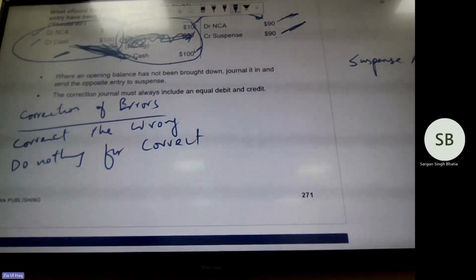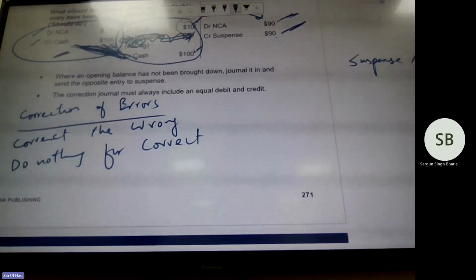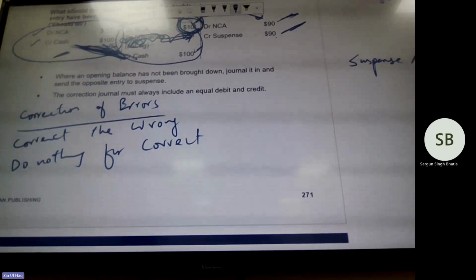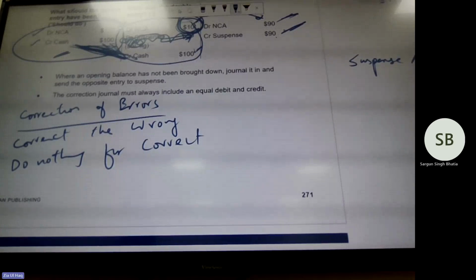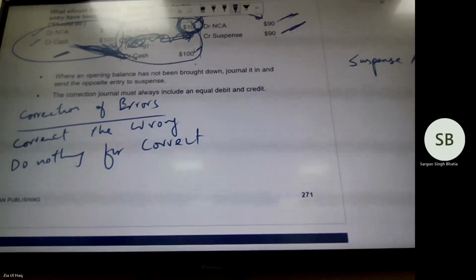Yes, sir. So if we have recorded debit non-current assets with 90 more because it is written 90 less here, so what could be on the credit side? If there is no account, we will record suspense account. Can you understand this? Yes, sir.